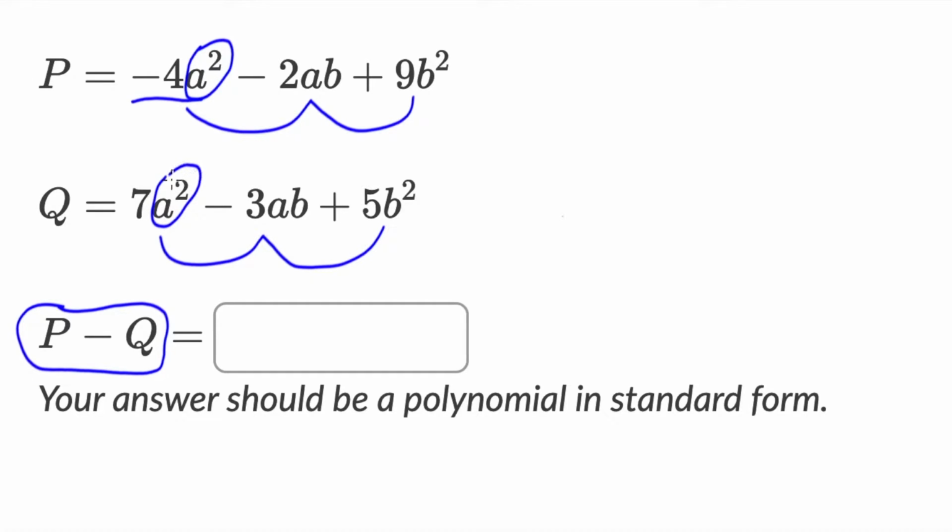A squared and a squared. As you can see, these variables are exactly identical. So that means we can just grab the coefficient and do what we need to do, in this case subtract. So let's do p minus q. We got negative 4 minus 7. Well, what is negative 4 minus 7? It is negative 11.